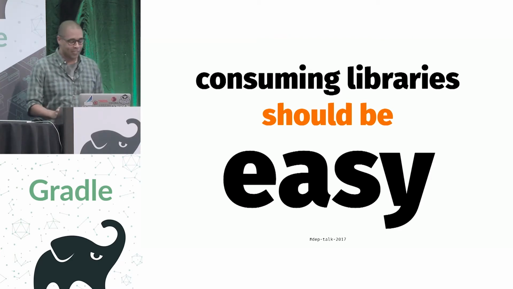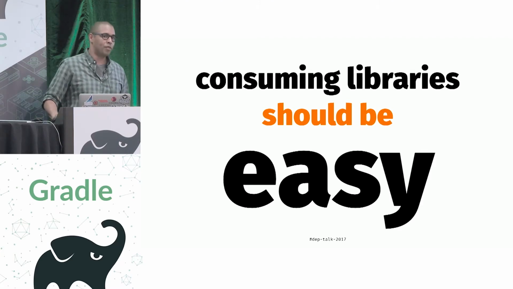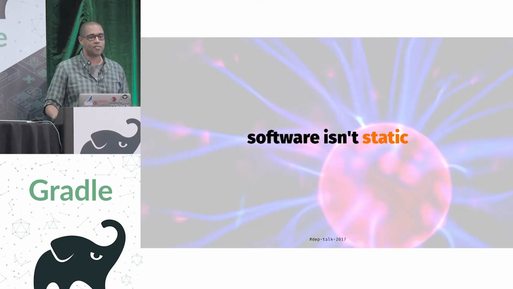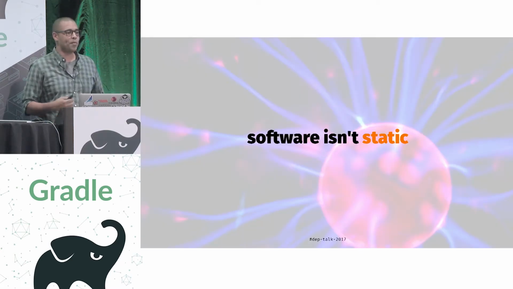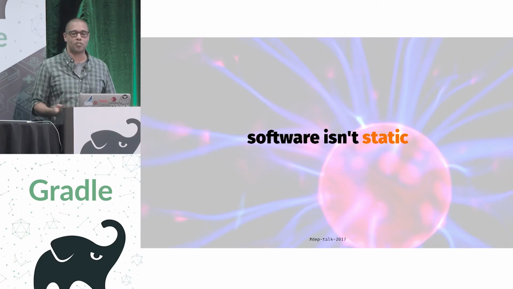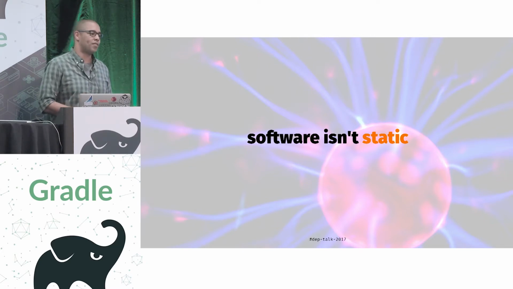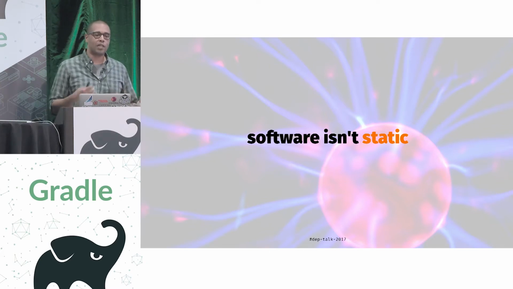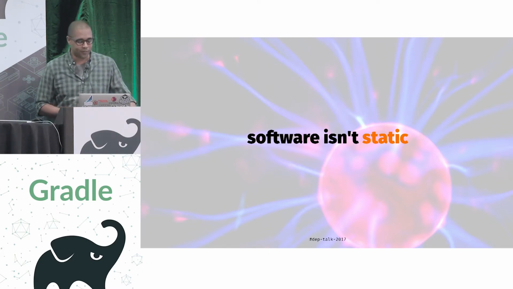Smart people. It's a trap. So the problem with this statement is that there's one flaw here, which is software isn't static. And what I mean by that is that library is going to evolve and change over time. It's going to update its dependencies, and I'm going to have to figure out how I'm going to keep up to date with that library.